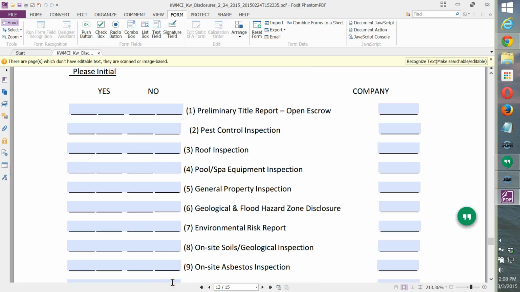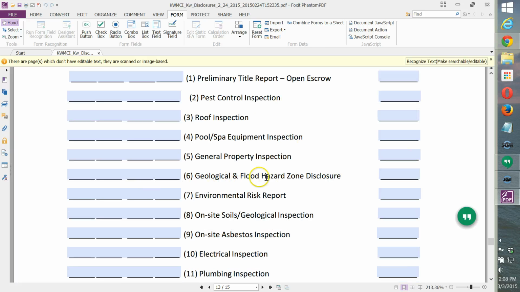So my strong suggestion is that if you represent the seller, you get all the inspections and reports that any buyer could possibly order and get them in advance. Make sure that the buyer gets them prior to making an offer and they sign a receipt. And so here's the list.